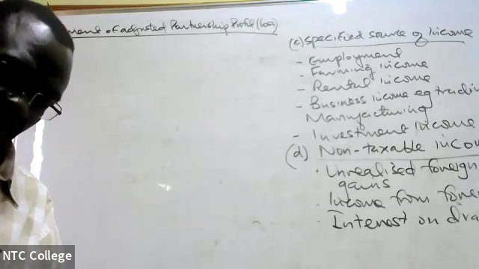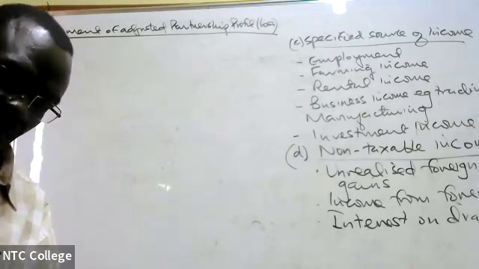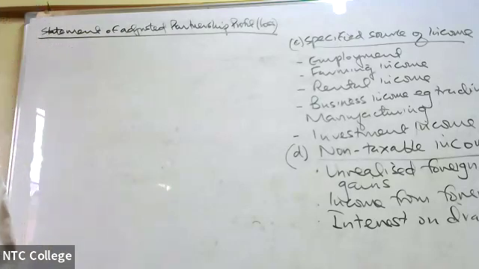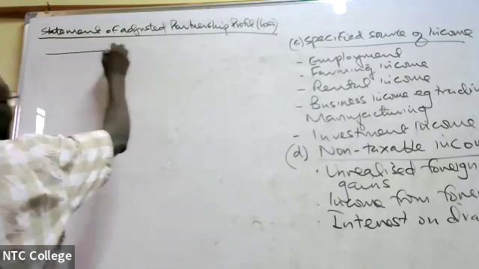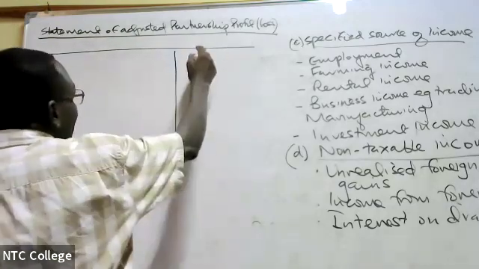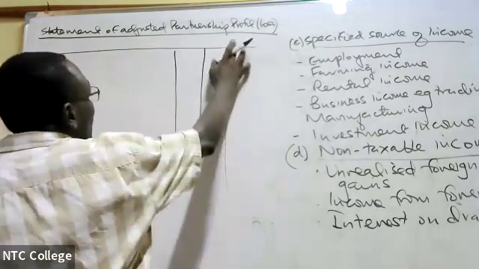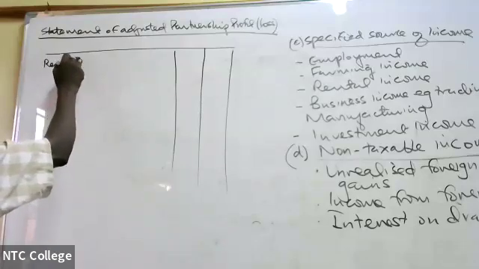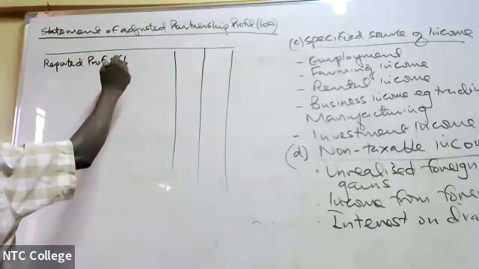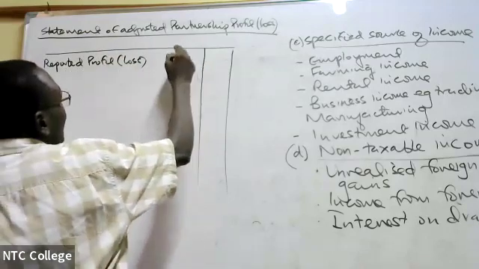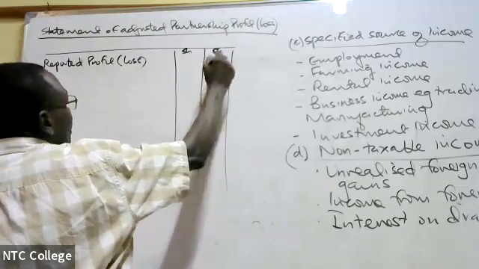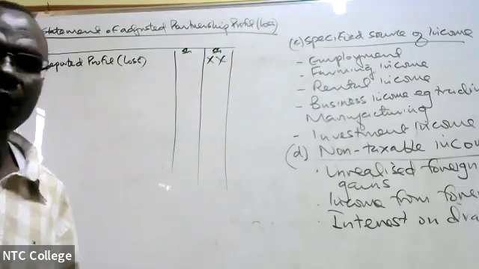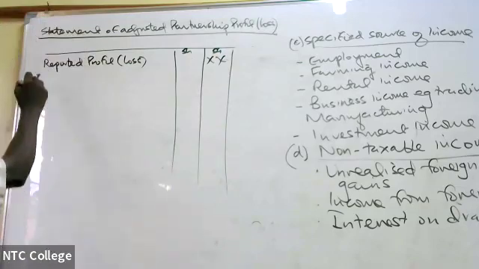Let's prepare this statement. This is how we adjust that. We'll have two columns for adjustment. Then you say the reported profit. If that is excess, this is just a format, then you say add back.